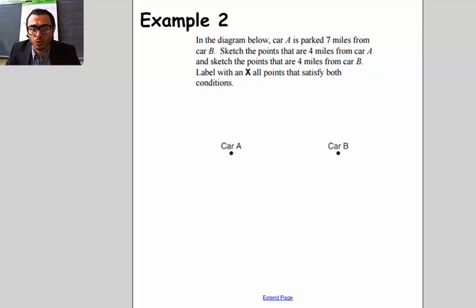Okay, example 2. In the diagram below, car A is parked 7 miles from car B. Sketch the points that are 4 miles from car A, and sketch the points that are 4 miles from car B. Label with an X all points that satisfy both conditions. So they already plotted the 2 given points for us. There are no given lines here, so I could skip that step. And I can go right into underlining the locus conditions. So one of them is 4 miles from car A, and the other locus condition is 4 miles from car B.